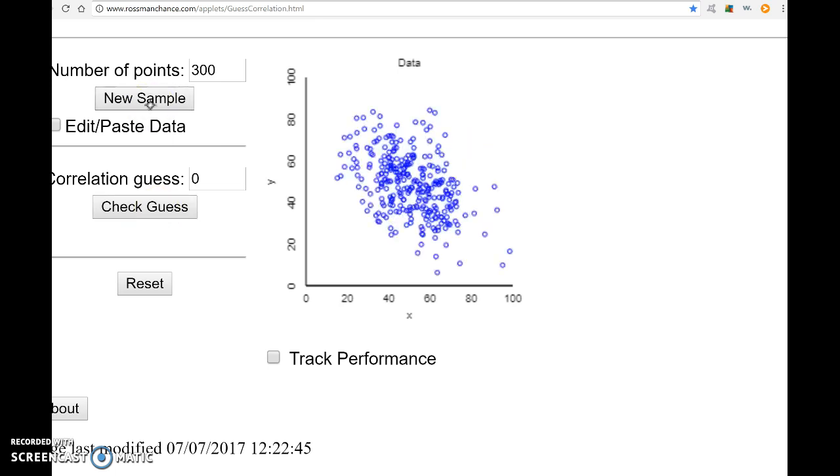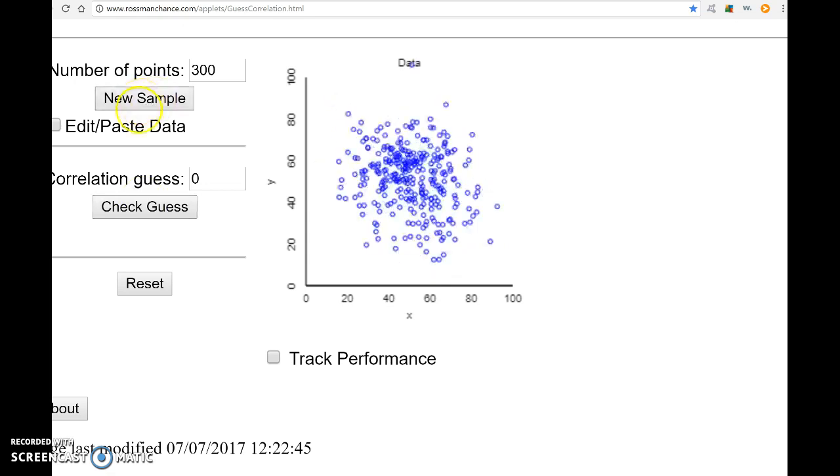Pretty random. It is definitely negative. Again, because of these low points here, that's actually going to increase the R value. And if you want to know why those low values, the bottom right values, increase the R value, watch the next video. I'm going to say negative 0.6, 0.5.